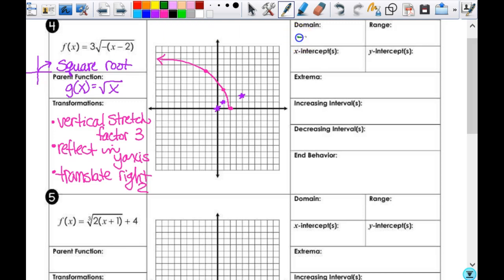Well, I'm going from negative infinity to what? 2. Do I include 2? Yes, I do. And I just put a parenthesis there. Oh my goodness, that's big. Okay. Negative infinity, comma, 2. There we go. And then I start at 0 and go to infinity. Do I include 0? Yes, I do.